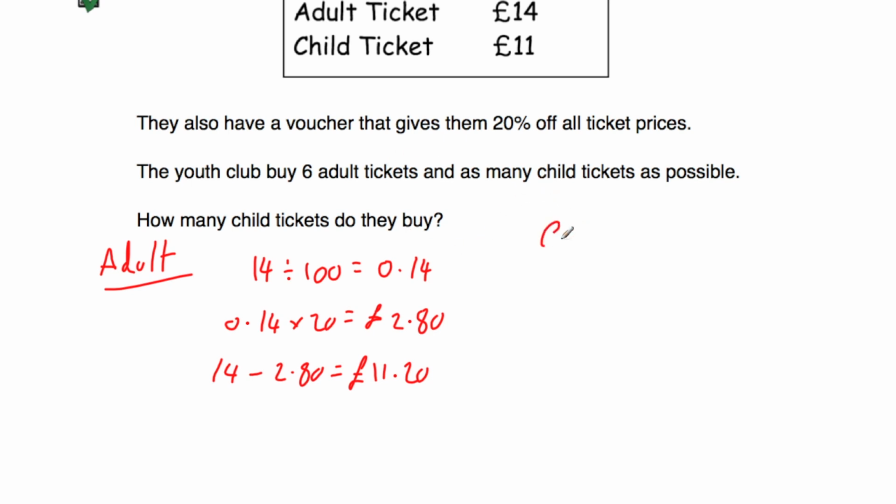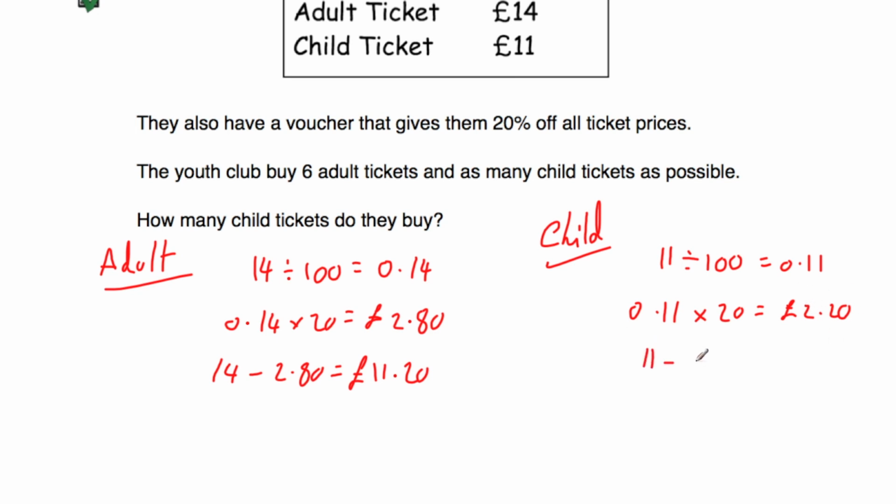Okay, let's consider the child ticket. The child ticket costs £11 normally, so let's take the £11 and we want to reduce it by 20%, so let's divide it by 100 to find 1%, so that'll be 0.11, and then we're going to multiply it by 20, and that's equal to £2.20. So for each child ticket they're going to be saving £2.20 because 20% of £11 is £2.20. So let's take our £11 and take away £2.20. So £11 take away £2.20 is equal to £8.80.